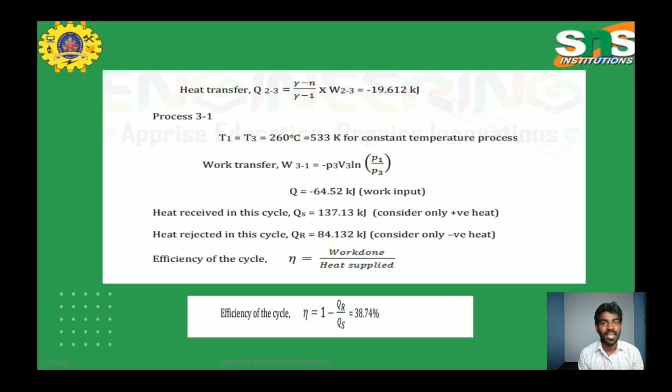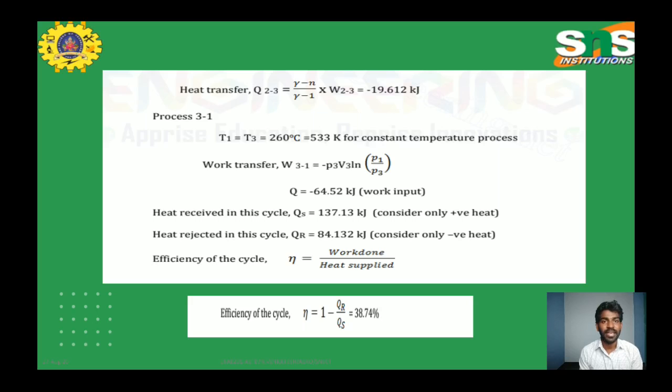The final one is the efficiency of the cycle. The basic definition of efficiency is work output by heat input, that is, work done by heat supplied. In this problem, the efficiency is 1 minus QR by QS. QR indicates heat rejection, and QS indicates heat supply. So the final efficiency of this combined problem is 38.74%. This is the final solution of the given problem.